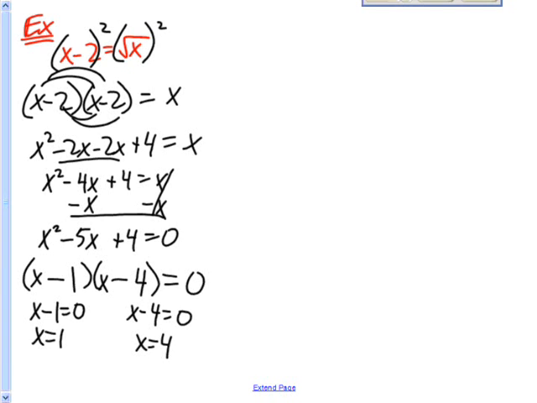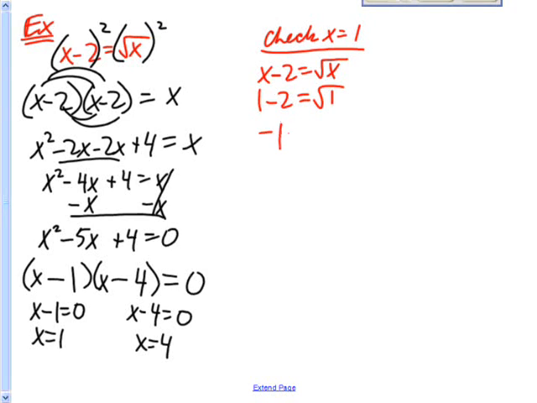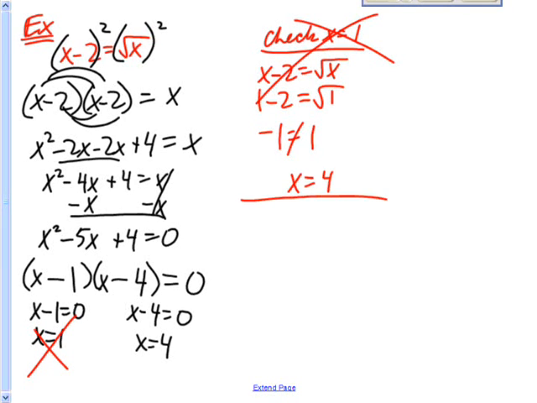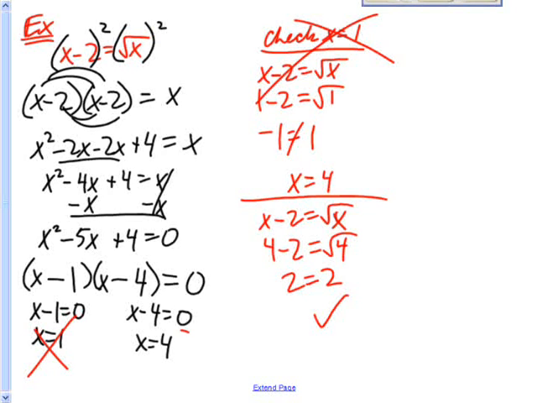Let's check 1. Does the 1 work? I'm checking it in the original. Here was the original, right? Does 1 minus 2 equal the square root of 1 when I plug 1 in for x? Is that true? No. 1 is no good. Throw it out. Now let's check the 4. Does 4 minus 2 equal root 4? Sure, that works. So 4 is a solution.